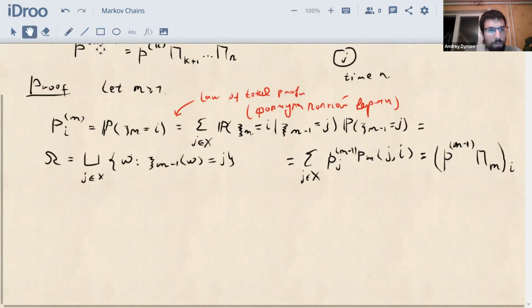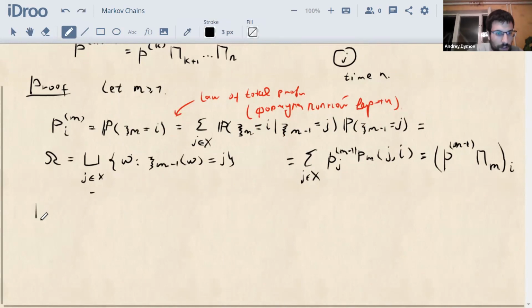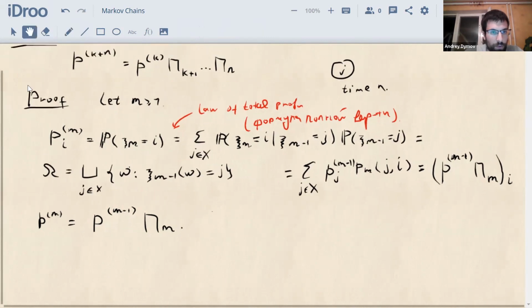So this means that the distribution of my Markov chain at the moment of time m equals this. It holds for all i. So it means that the distribution just equals p_{m-1} times the transition probability matrix at the time m. And then the proof follows by induction.